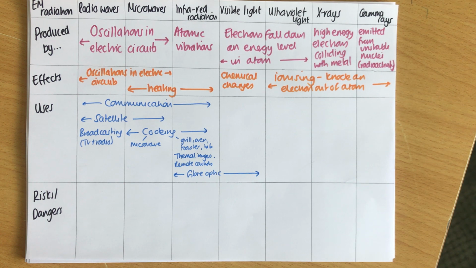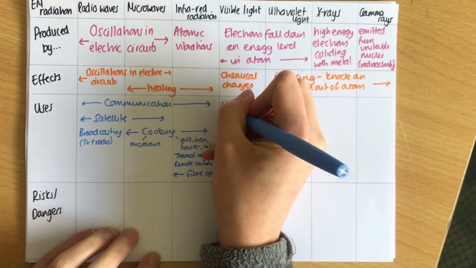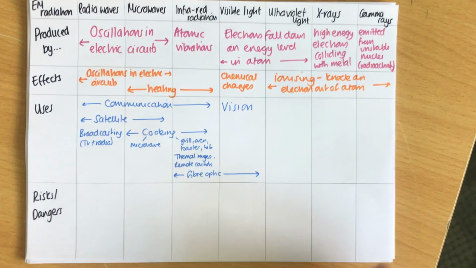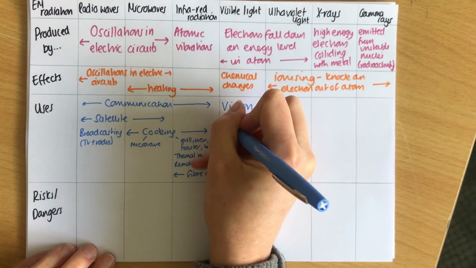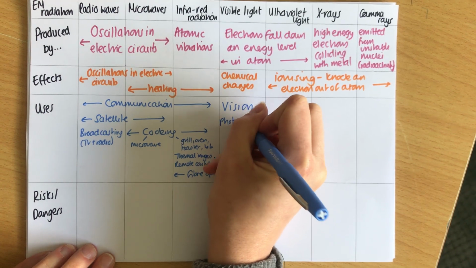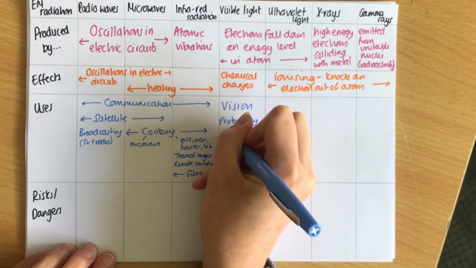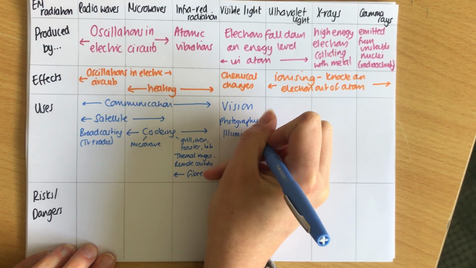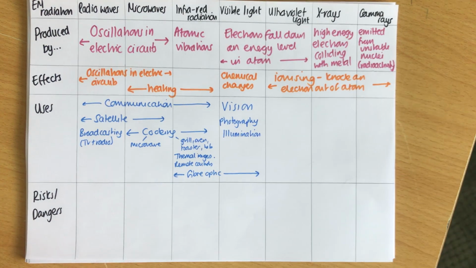People often find what visible light's uses are quite tricky. The big one's really obvious, hopefully, vision. Okay, so we use visible light to see, but also we need to use it for photography and also for illumination. So if you've got a dark room, you want to not make it dark anymore, you use a light, and that uses visible light so we can see.